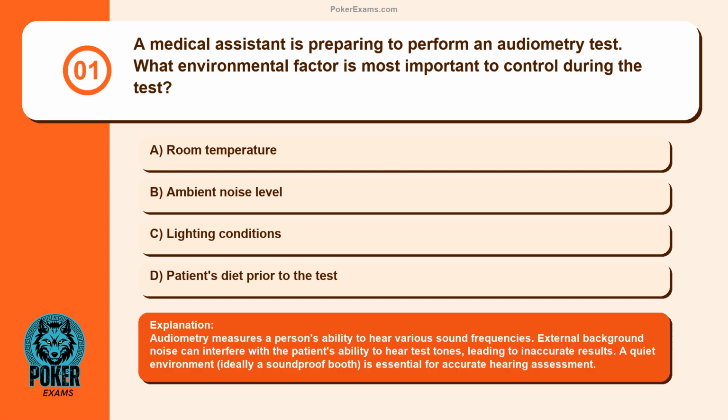Audiometry measures a person's ability to hear various sound frequencies. External background noise can interfere with the patient's ability to hear test tones, leading to inaccurate results. A quiet environment, ideally a soundproof booth, is essential for accurate hearing assessment.